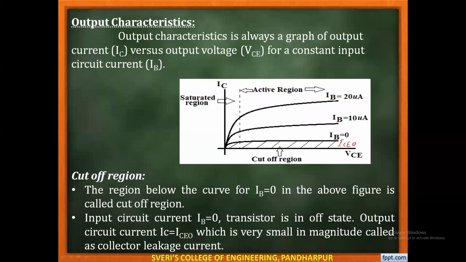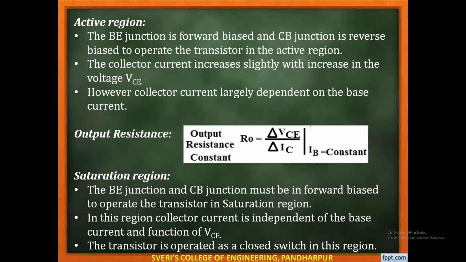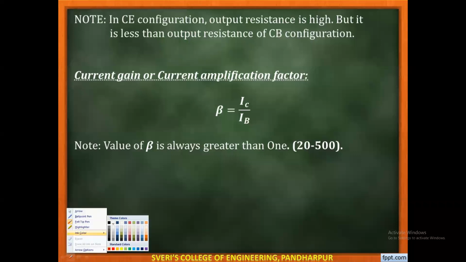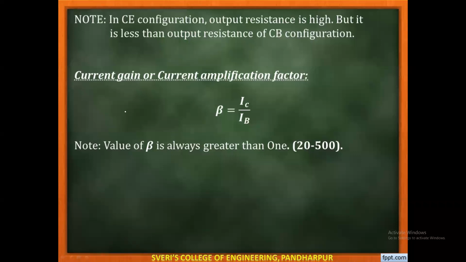And as compared to the common base, these are not flat lines. These are little bit inclined lines. It means that the collector current slightly increases as we increase the output circuit voltage, so the output resistance is quite greater than the common base configuration. And now the last point. For the common base configuration, we discussed that the current amplification factor is denoted by the letter alpha, and for the CE configuration, the current amplification factor is denoted by the letter beta.